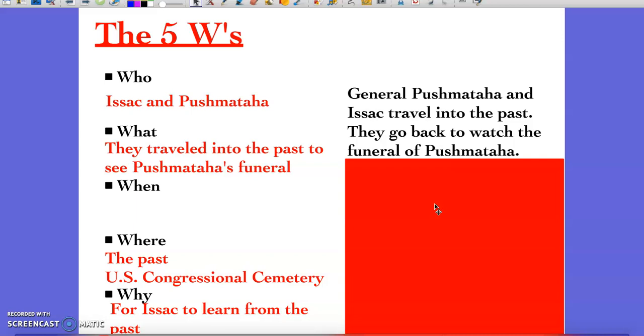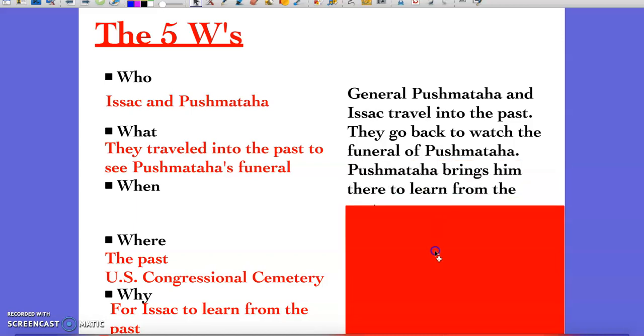So I have who, General Pushmataha and Isaac travel into the past. I know where they are, I know who they are, and I know what they're doing. The last sentence is going to be Pushmataha brings him there to learn from the past. So there I've now wrapped in my why. So I've taken these 4 pieces of information and turned it into 3 sentences for a summary. So if I read that all together, it says, General Pushmataha and Isaac travel into the past. They go back to watch the funeral of Pushmataha. Pushmataha brings him there to learn from the past.